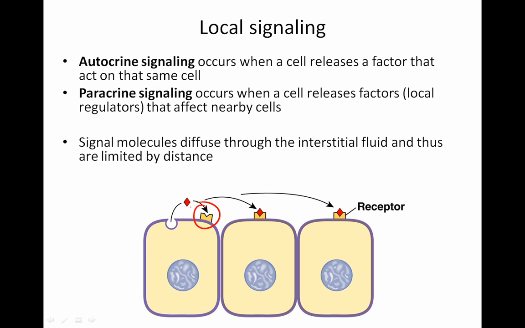Paracrine is when a cell releases a factor and it affects nearby cells. So basically the cell is saying, this is what I'm detecting, and this is how you all should behave. Interferon would be a good example of that. Absolutely.